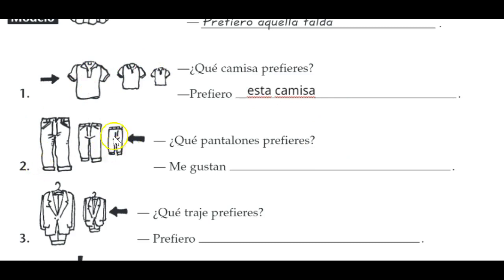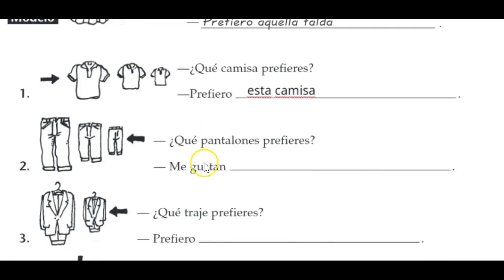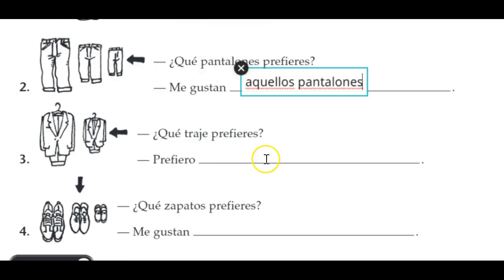How about number 2? We have the one that's far away, so we're going to use aquel or aquella, right? So, ¿qué pantalones prefieres? What pants do you prefer? Me gustan. I like. And I just told you we're going to use a form of aquel, right? Aquellos, because it's masculine, isn't it? Pantalones. Aquellos pantalones.